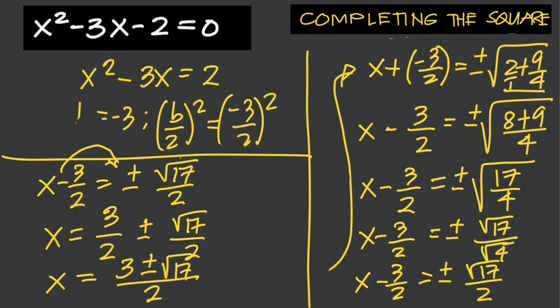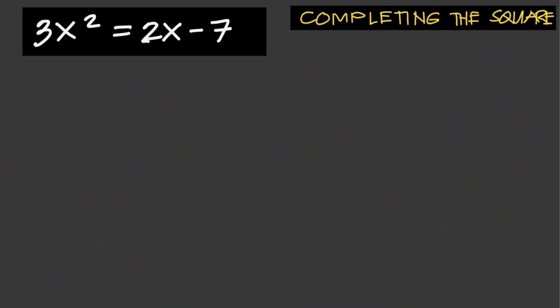Okay, let's try another problem here. So we're given here 3x squared equals 2x minus 7. So the value of a here is not equal to 1. It's equal to 3. So all we have to do is divide the equation on both sides by 3 first. So let's write this equation in the form of x squared plus bx equals c first.